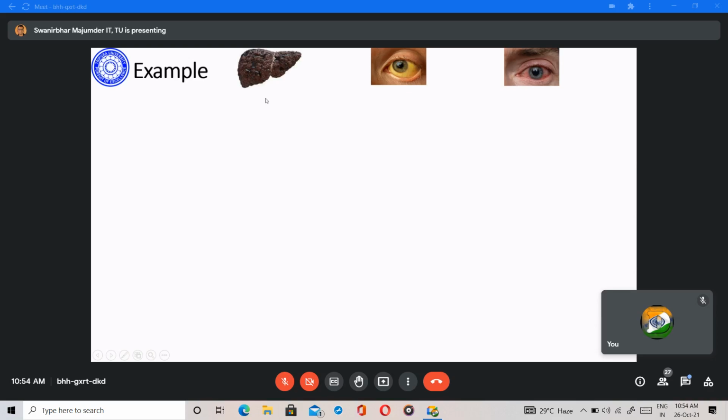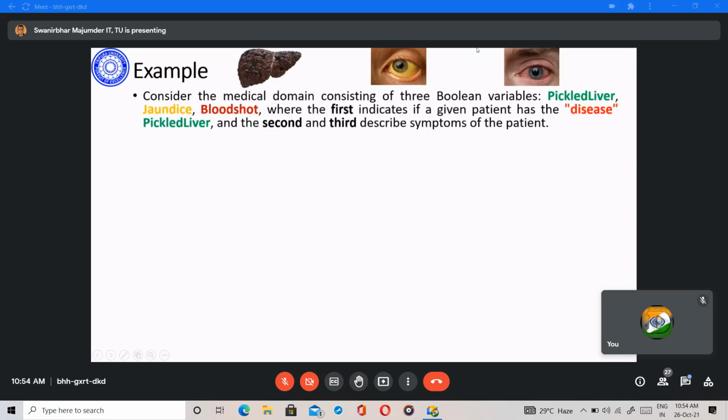Getting the problem? These two are independent of each other. But if you have both of them together, then the chances of you having liver cirrhosis are very high. So the first one, instead of liver cirrhosis, I'm calling it pickle liver, then jaundice, bloodshot. The first one indicates a given person has a pickle liver. The second and third are symptoms of the patient, because I cannot directly open and see his liver. Only after the liver function test and the ultrasound can we know that he might have liver cirrhosis, or a pickle liver.